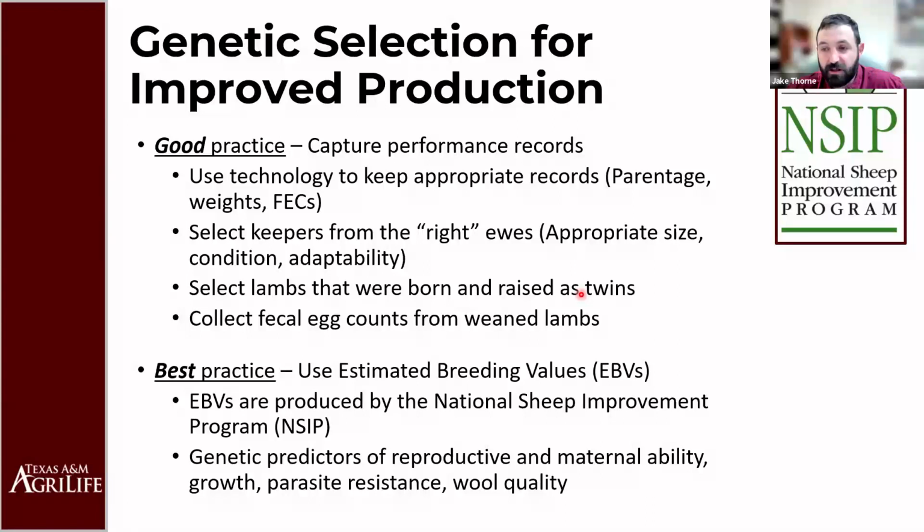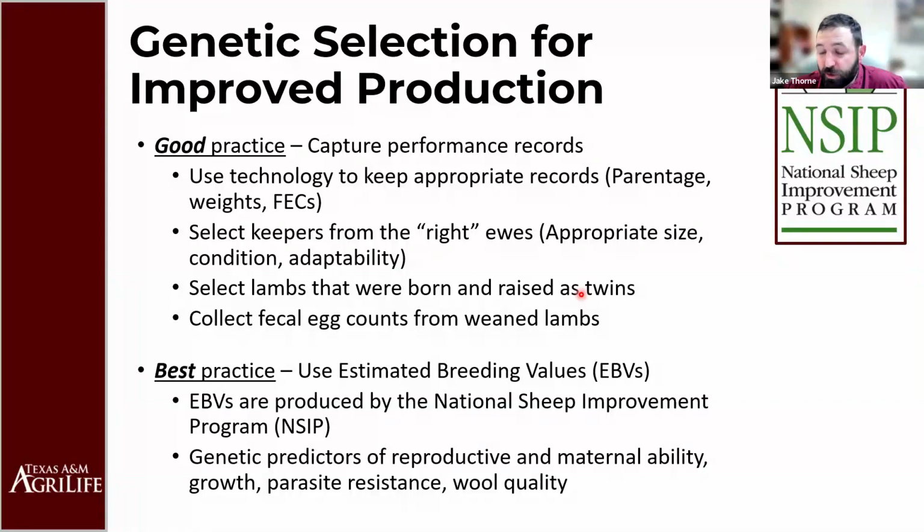And so I encourage you to use technology to keep good records. That includes parentage or pedigree, collecting body weights, collecting fecal egg counts. And that technology aspect is just going to maintain the accuracy of that record keeping. That might be things like using EIDs, using spreadsheets, or using certain livestock management programs. There are many out there, whatever fits your type of production setting. But using that type of technology makes it easier and more likely that you'll go ahead and collect that data, and obviously makes it more accurate.